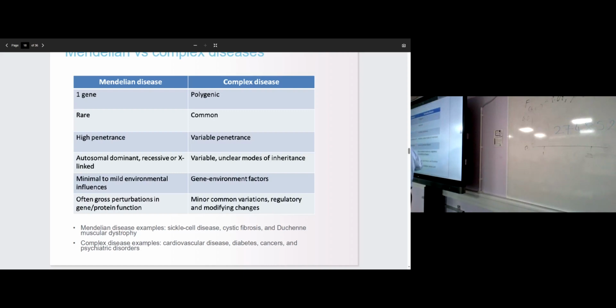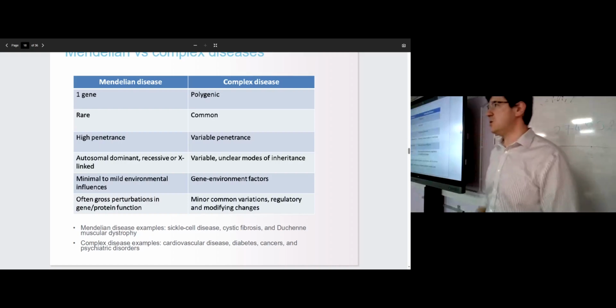And Mendelian diseases often produce gross perturbations in protein function, whereas complex diseases tend to have minor common variations that are very, very small contributions. You can have millions of contributions from different variants across 10,000 genes for diabetes, for instance. Examples of Mendelian diseases: sickle cell anemia, cystic fibrosis and Duchenne muscular dystrophy, whereas complex diseases examples include cardiovascular disease, diabetes, cancers, and psychiatric disorders. Any questions so far?